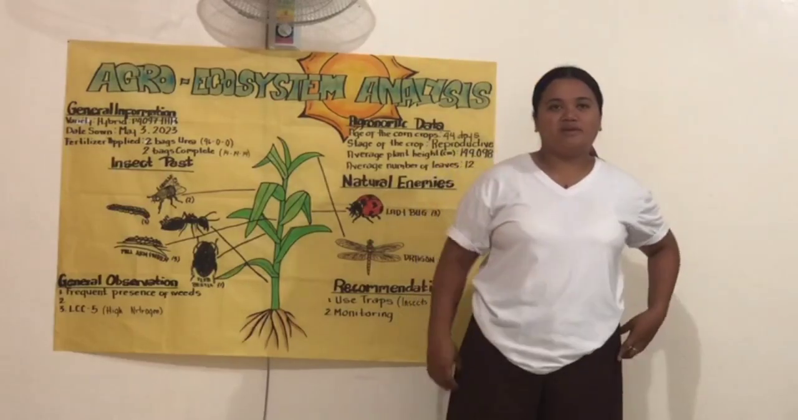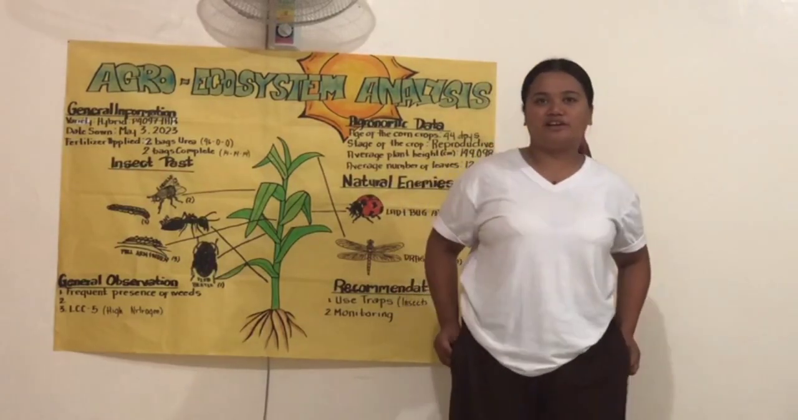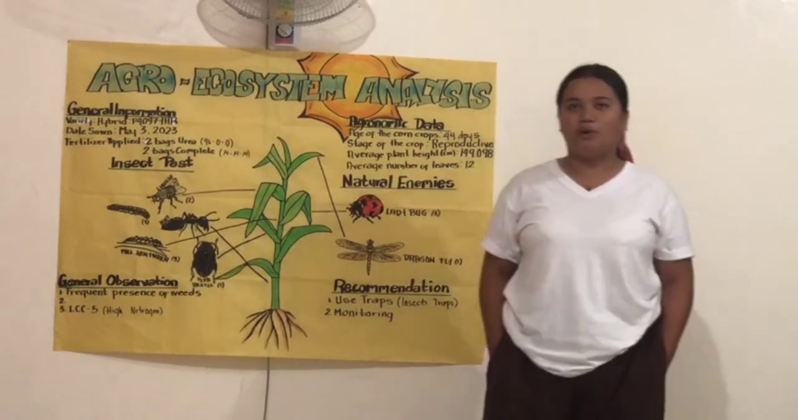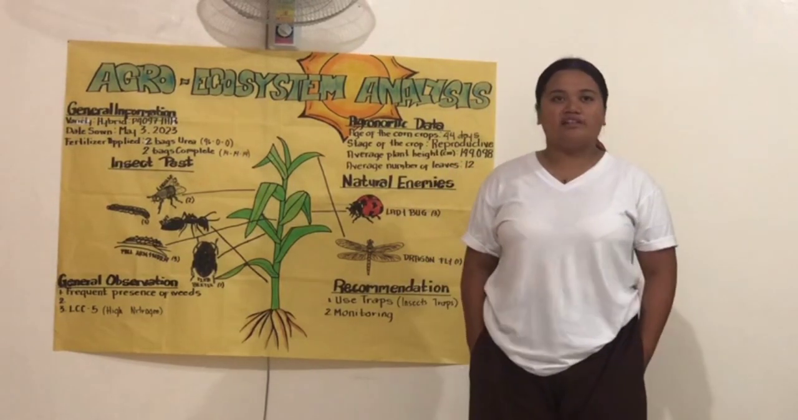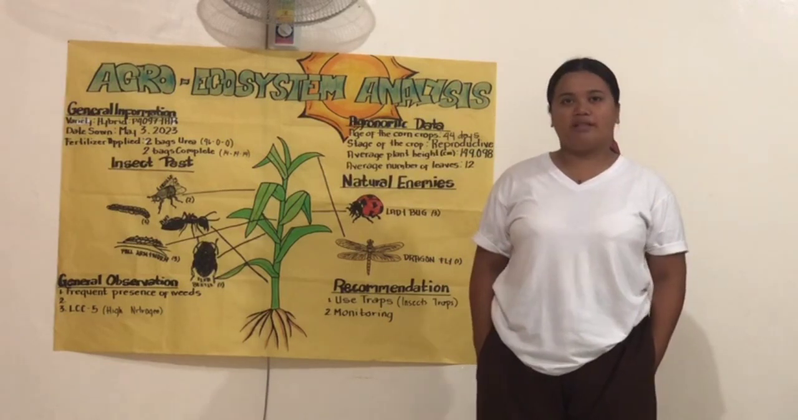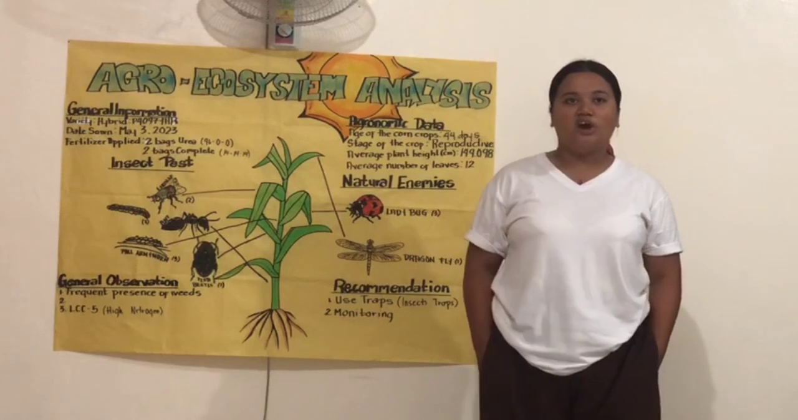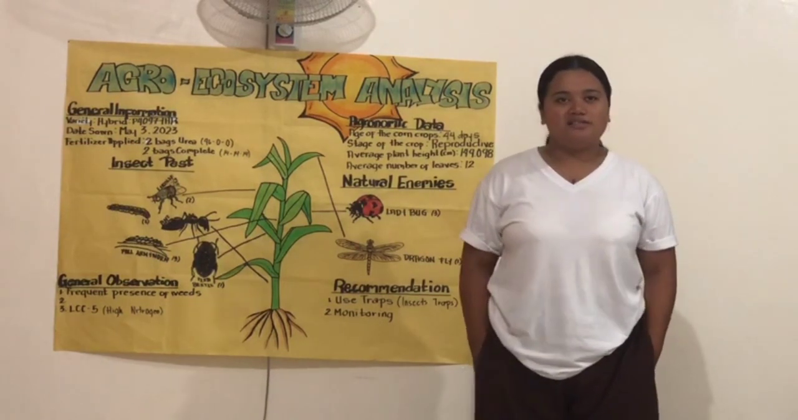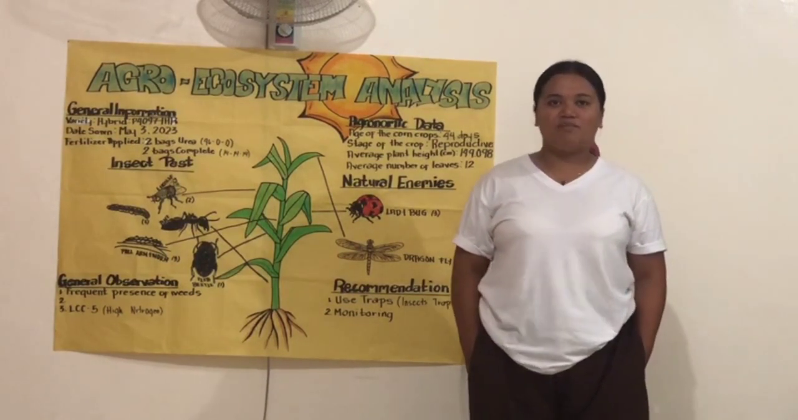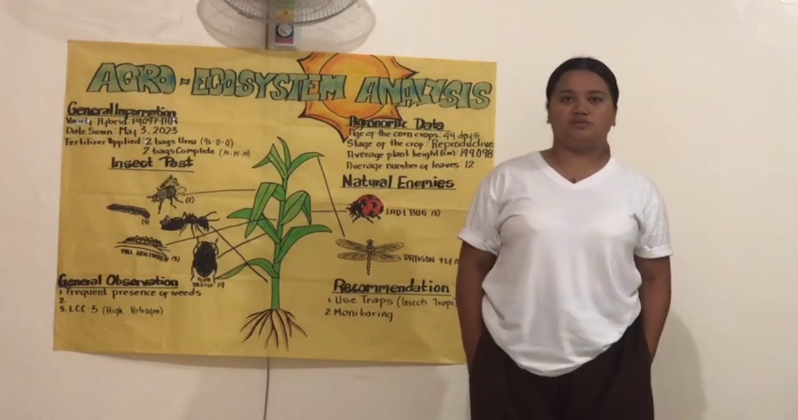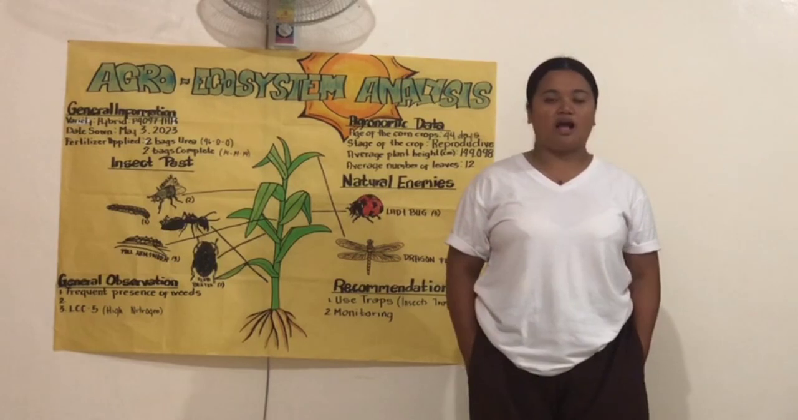So, agro-ecosystem analysis is a systemic approach used in agriculture to study and understand the complex interaction between various components of an agricultural system. It aims to assess the ecological and environmental factors influencing agricultural production and the impact of farming practices on the surrounding ecosystem. The analysis considers the dynamic relationship between crops, soil, water, climate, and human activities in the specific farming area.